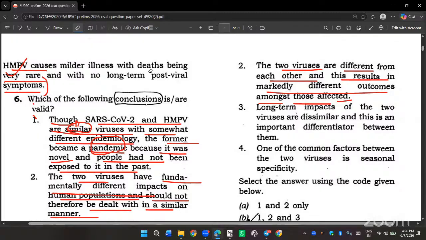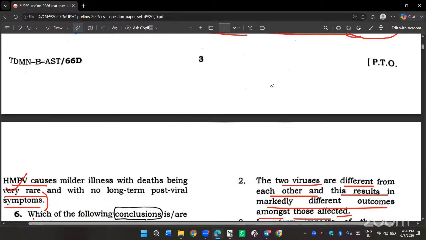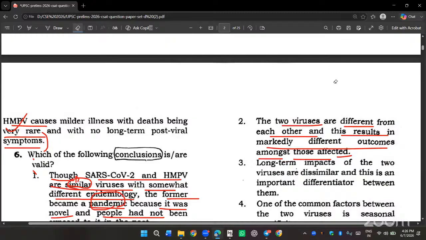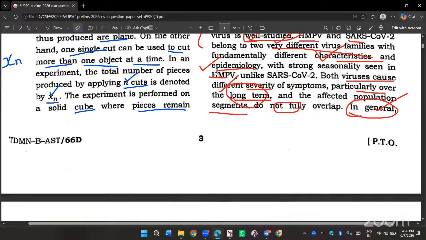With the deaths being very rare, no long-term post-viral symptoms. Okay. So this is the point when we are affected by HMPV. But at the same time, when we are affected by SARS, we will be having different severity of symptoms. That's all. So statement 2 is correct. Remember.